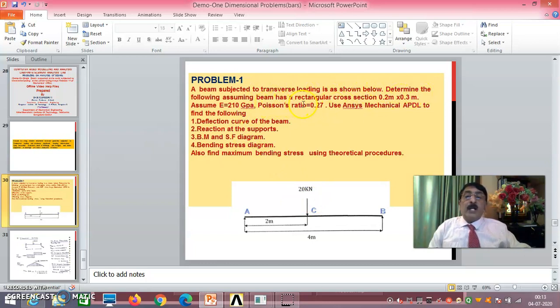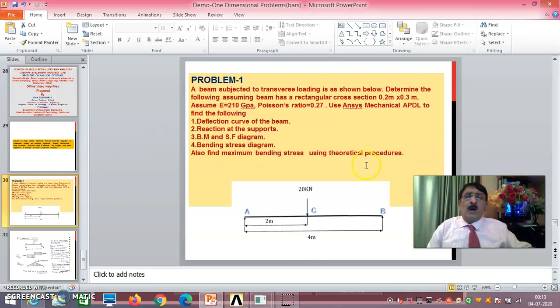Determine the following, assuming the beam has a rectangular cross section of 0.2 into 0.3, that is 0.2 width and 0.3 depth. Assume E to be 210 GPa, that means assume this to be steel. Poisson's ratio is 0.27. Use Ansys Mechanical APDL to find the following: deflection curve of the beam, reaction at the supports, bending moment and shear force diagrams, bending stress diagrams, and also find the maximum bending stress using theoretical procedures.